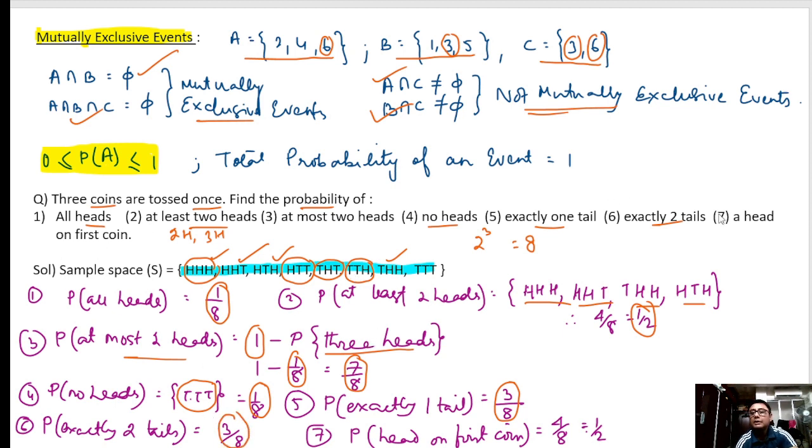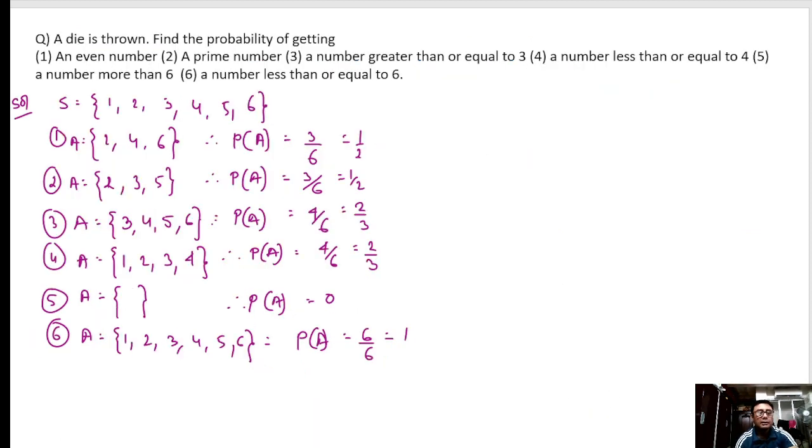And the last one is a head on the first coin. First coin should have a head. So which are the outcomes you will be choosing? Number 1 is this. Head on the first coin. And that's it. That means 1, 2, 3, 4. So 4 out of 8, which is half. This is your answer. Next, let us move ahead.